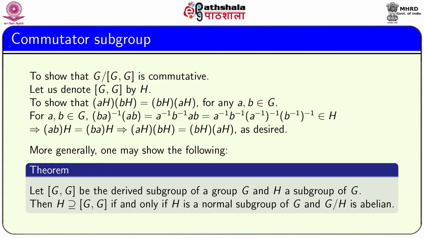More generally, one may show that if we take the commutator subgroup of a group G and H is a subgroup of G, then H will contain the commutator subgroup of G if and only if H is a normal subgroup of G and the quotient group G by H is abelian.